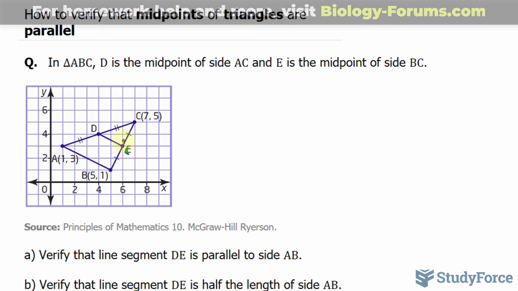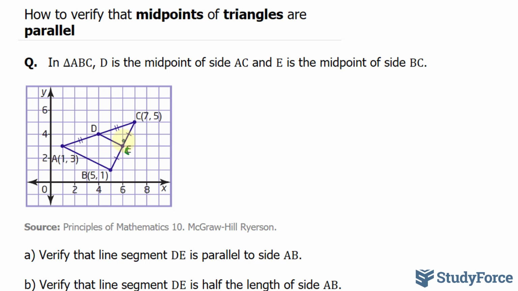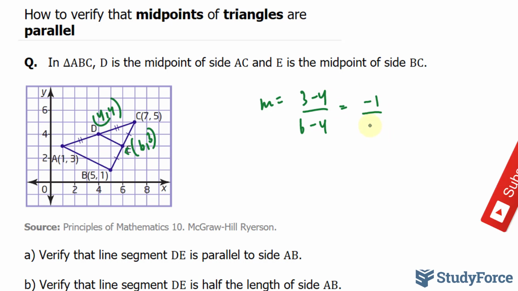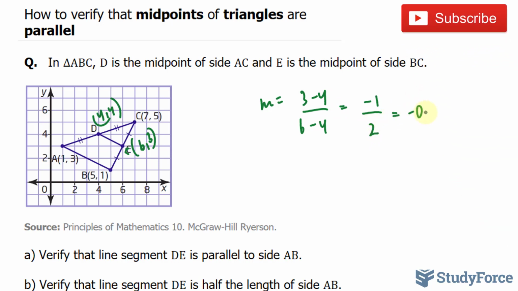And we know they're parallel if their slopes are the same. So we have to find the slope of DE and the slope of AB, both of which should be negative because they're going downwards. Let's go ahead and find the slope of DE. The coordinates of the midpoint here appear to be 4 and 4, and the coordinates here appear to be 6 and 3. We'll use those to find the slope. Slope is equal to y2 minus y1, so 3 minus 4 over 6 minus 4, x2 minus x1. We end up with negative 1 over 2, which is equal to negative 0.5.